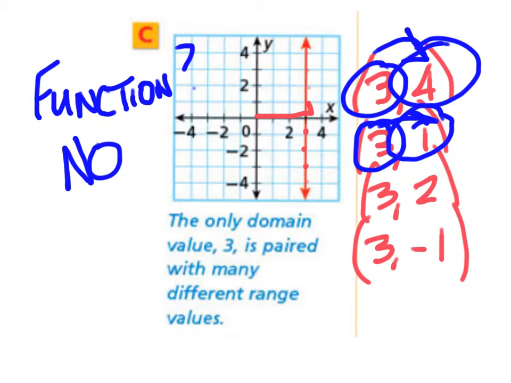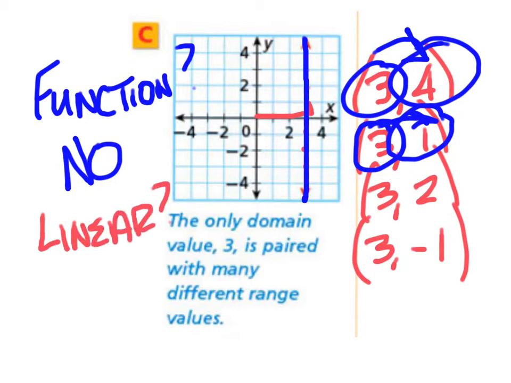Because if I draw a straight line up and down through here, look at all the points that I'm touching. It's touching more than one, it's touching all of them. Is this a straight line though? Is it linear? Yes.